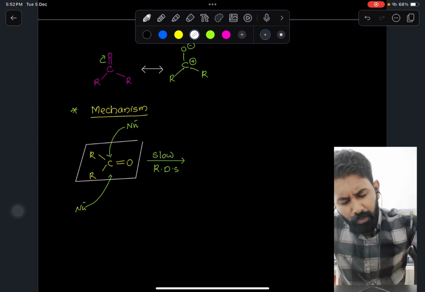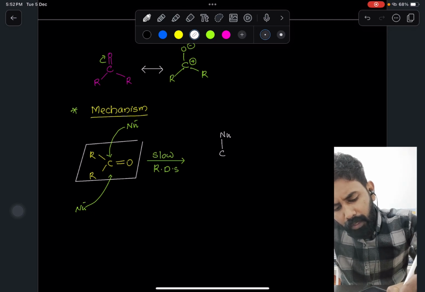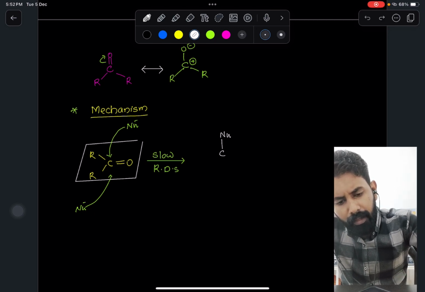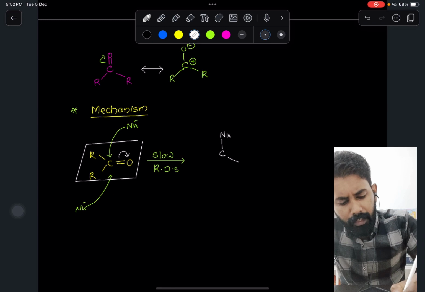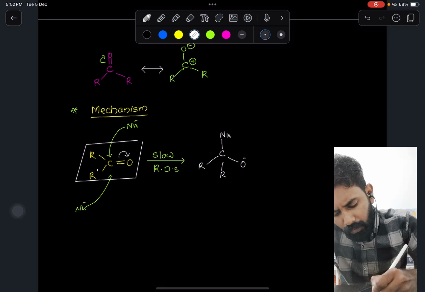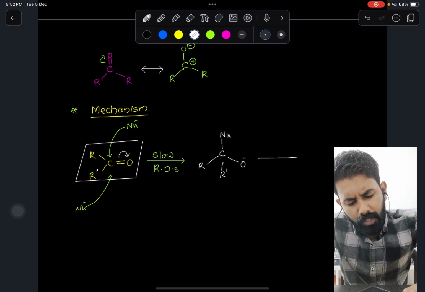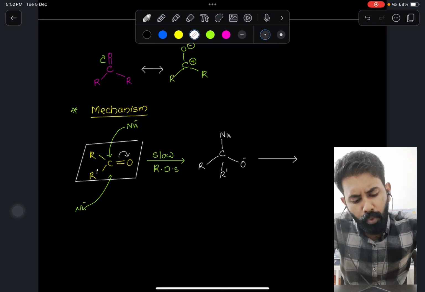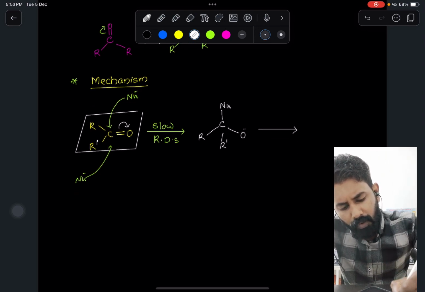Okay, so let's say the nucleophile is attacking from the top side, so that may lead to the formation of an intermediate like this. When the nucleophile attacks the carbonyl carbon, the bond shifts in this direction, and thereby it results in a structure like this, with R and R dash. Just after the attack of the nucleophile, there will be the attack of an electrophile. The structure formed right now is called a tetrahedral intermediate.